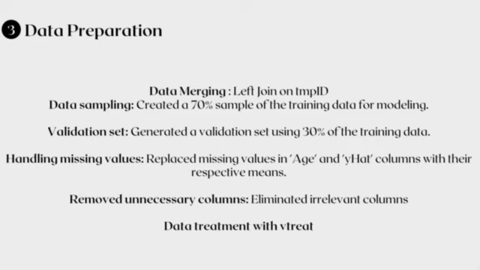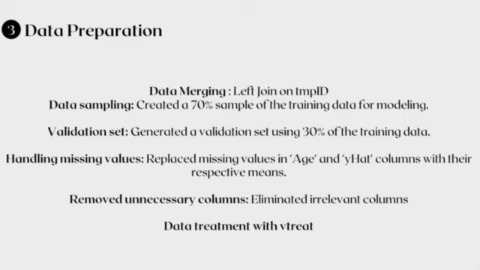Handling missing values. Replace missing values in age and y-hat columns with their respective column means to prevent biased predictions. Removing unnecessary columns, for example LAT, state FIPS, etc. The reason for this is to eliminate irrelevant columns like geographic numbers and numeric data, and personal identifiers to simplify the dataset and improve efficiency.